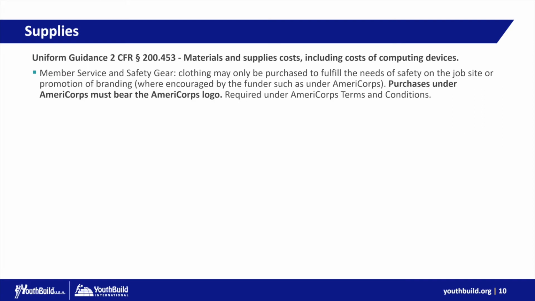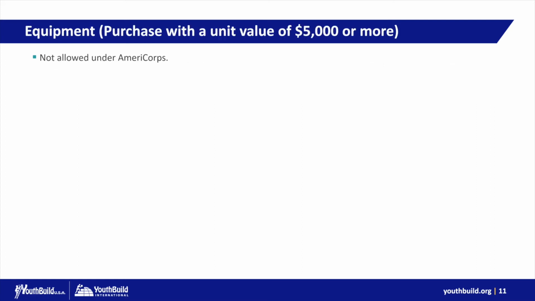Next, we have supplies. If you purchase supplies, please make sure they're reasonable, allowable, and allocable. And remember that all purchases made under AmeriCorps must bear the AmeriCorps logo. Equipment purchases with a unit value of $5,000 or more are not allowed under AmeriCorps. If you have any questions about a purchase, please reach out to your FM and we can work with you to determine your best options.